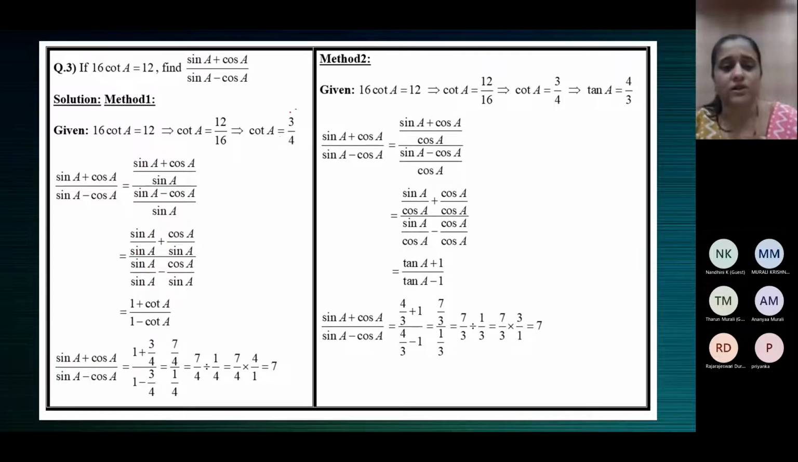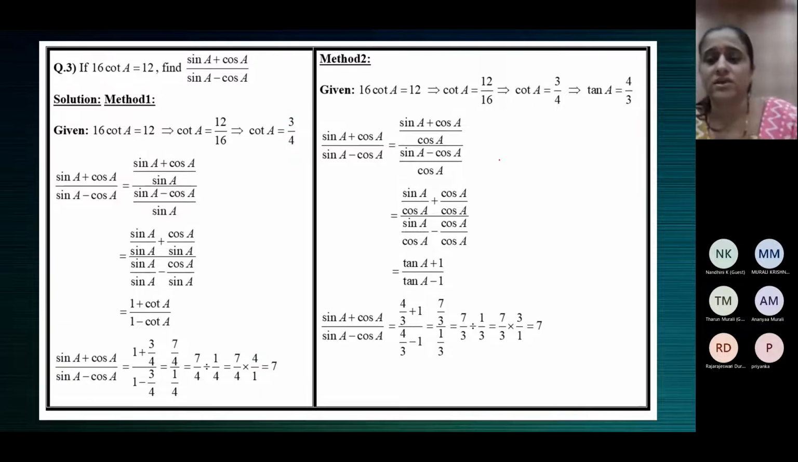And what's the value of cot A? 3 by 4. So it's nothing but (1 plus 3 by 4) by (1 minus 3 by 4). Take the LCM. You get 7 by 4 divided by 1 by 4, which means 7 by 4 into 4 by 1. The 4 gets cancelled, and we get 7. So this is one way of working.